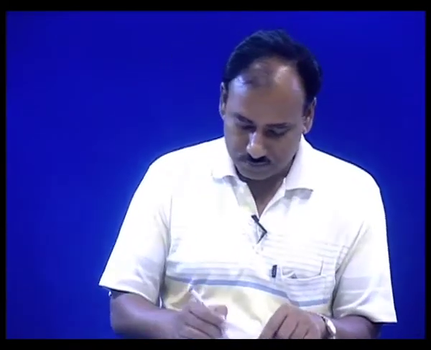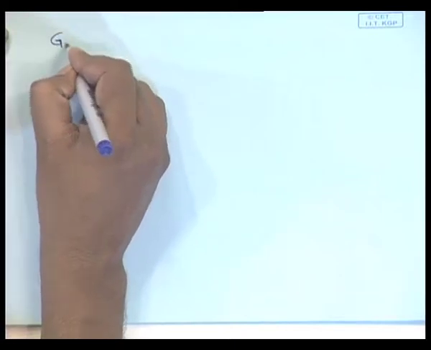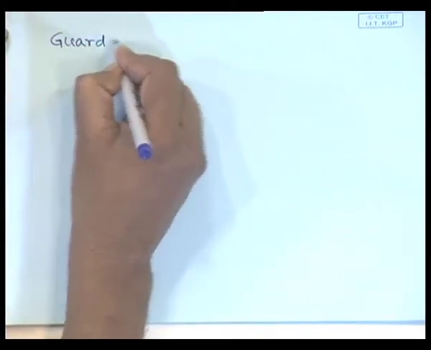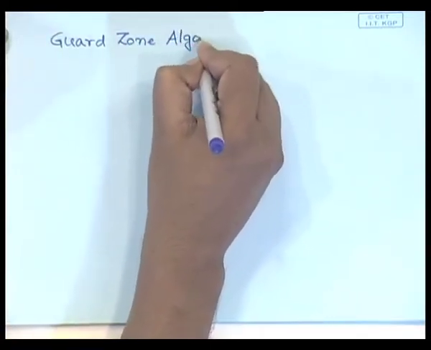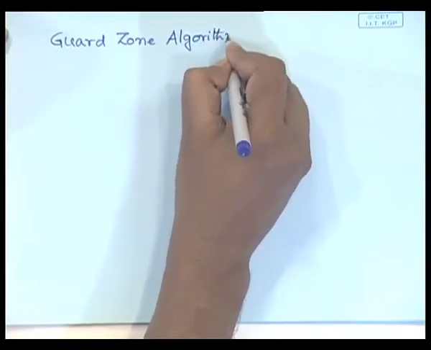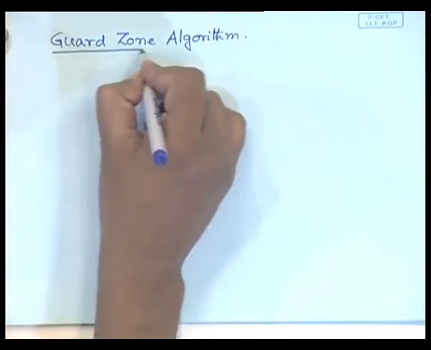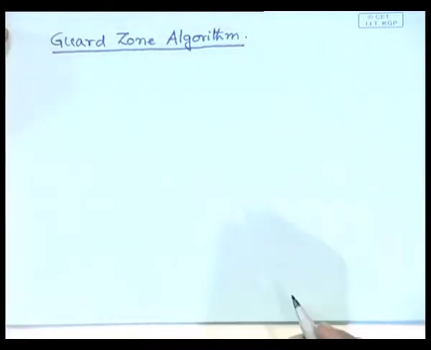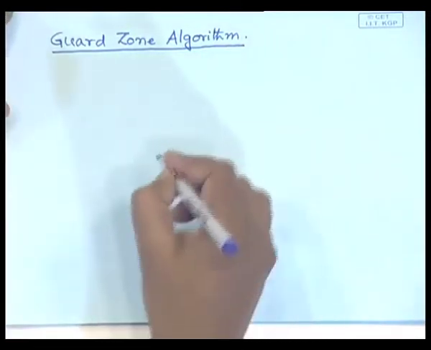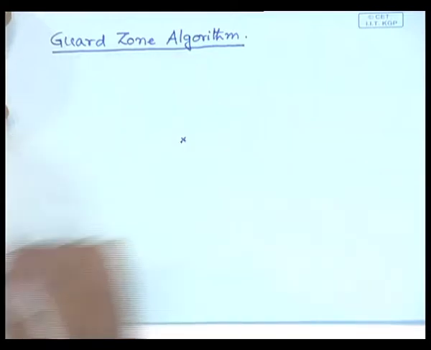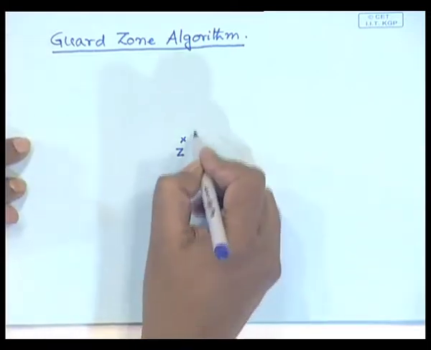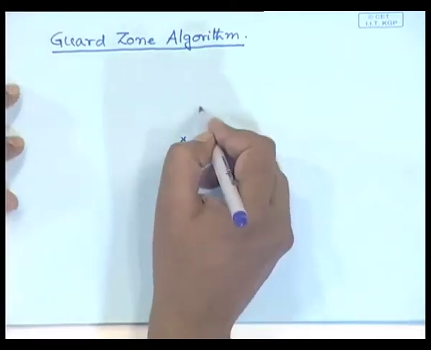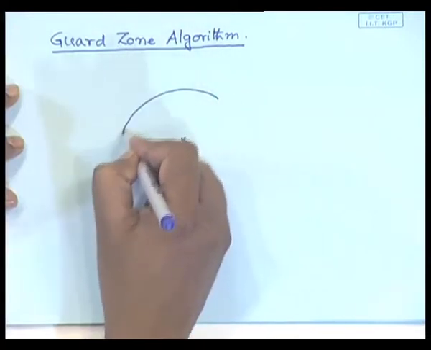There is another algorithm which is called the guard zone algorithm. So, the guard zone algorithm is something like this. Suppose somehow I get a cluster center, say Z, and then around this cluster center Z, I define a zone.